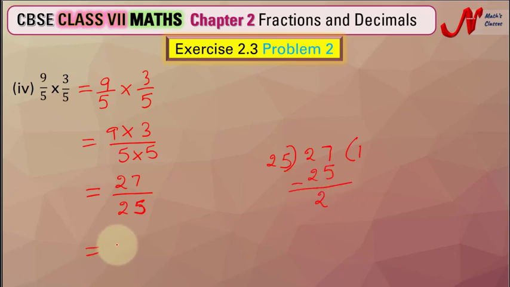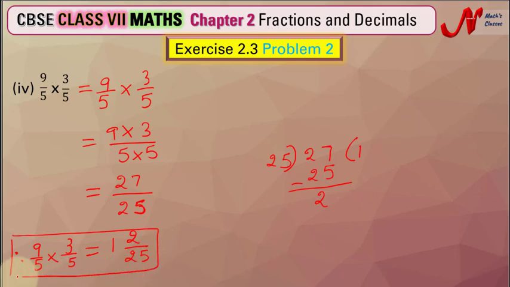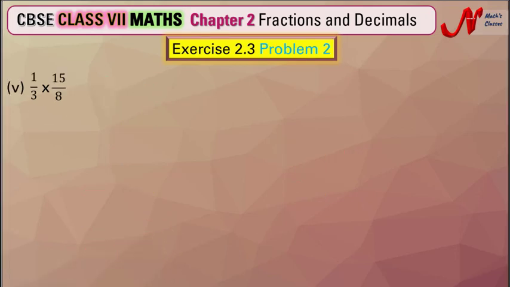So it can be written as 1 2 by 25. Therefore we can write 9 by 5 into 3 by 5 is equal to 1 2 by 25. Now we solve the fifth bit of the problem 2.